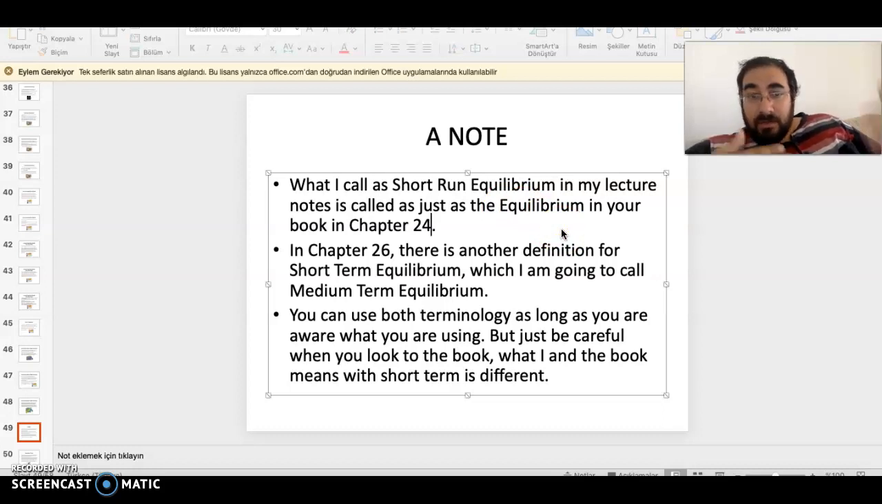Don't be confused about different terminology. In chapter 26, the book has another definition which is called short-term equilibrium, which I will call medium-term equilibrium, basically. Just note about this, and I have a long-term equilibrium, and this short, medium, and long-term equilibrium is defined for the last three chapters of the book.